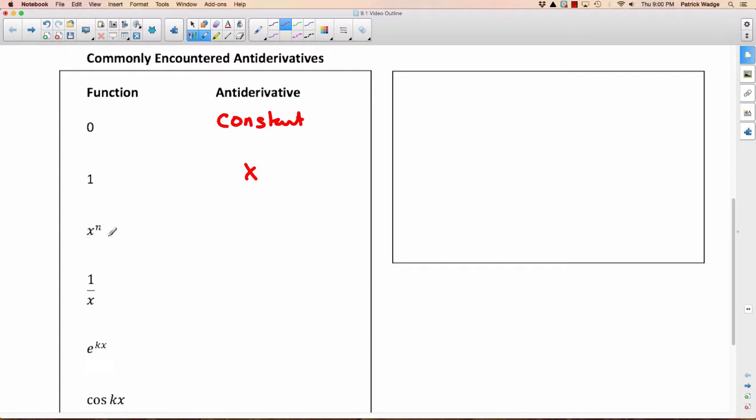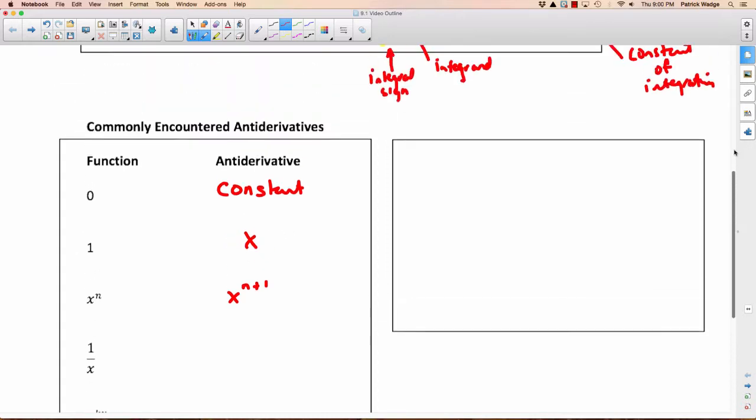Okay, here's a harder one. What's the antiderivative of x to the n? Well, you know it would be x to the n plus 1. But would that be it? No, it wouldn't actually. Let's go back up here.